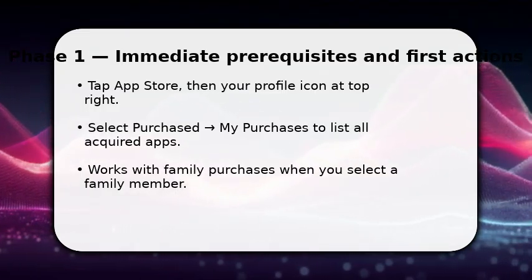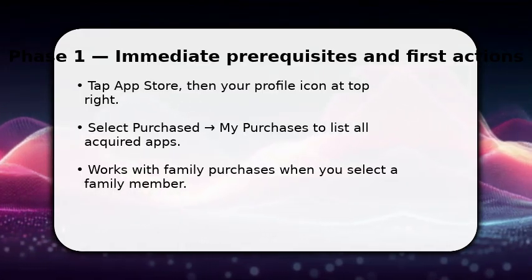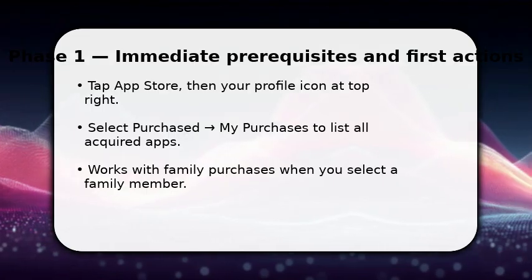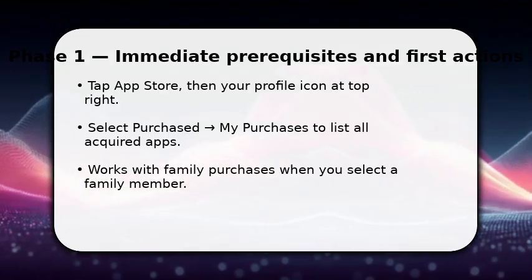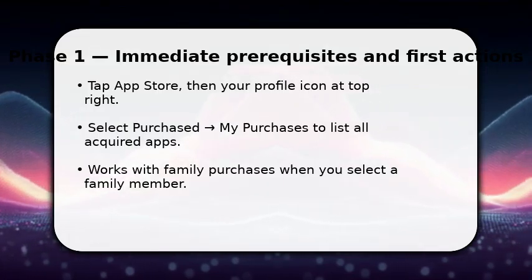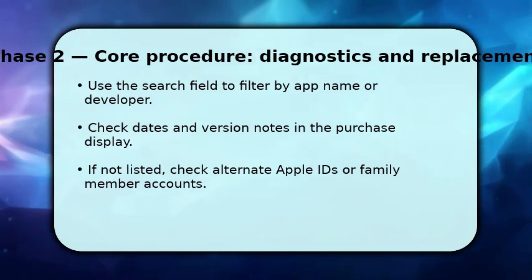You do this because deleted or off-store titles remain linked to your purchase record even when they no longer appear in searches. Once done, scroll or search the list. Make sure to switch accounts or family members if you bought the game under a different Apple ID or family share. Next, narrow the list with the built-in search and inspect entries carefully.